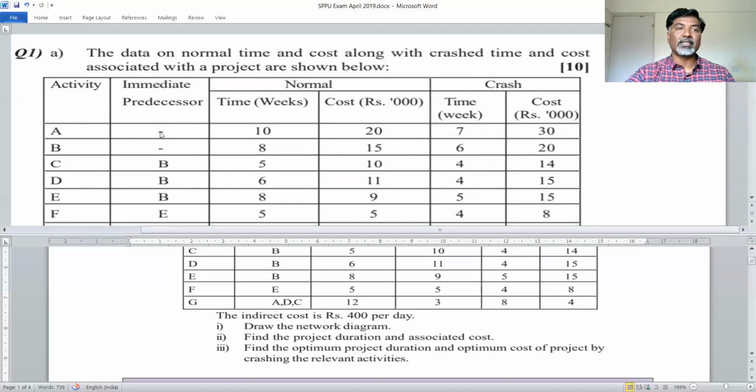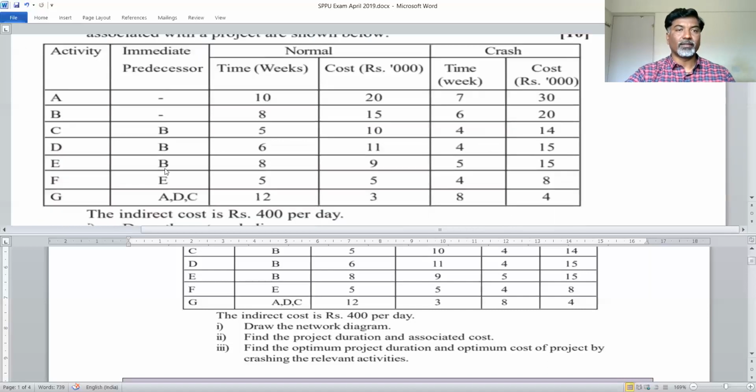So here dash indicates these are the beginning activities, the starting activities. From this B, what we can understand is, to start the C activity, the B activity must finish. From this predecessor column, we can understand that from B activity, 3 successor activities start: C, D, and E. And G activity starts when you merge A, D, and C. These 3 activities you have to merge together, and then G activity will start. We'll see how to draw that network diagram.